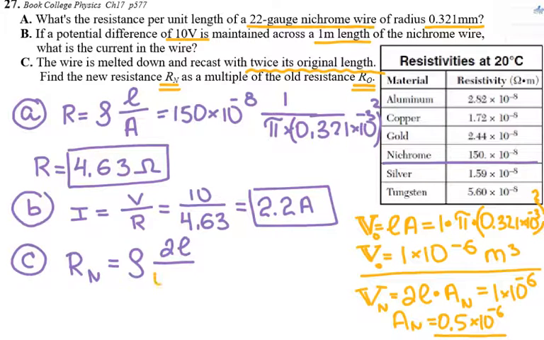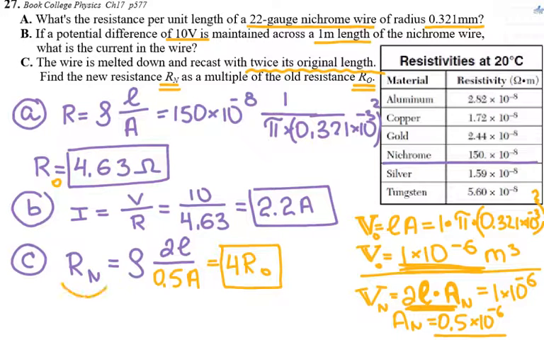So right here I have 0.5 of the original, and your new area is 0.5 of the original area, because in order not to change the volume, when you change the length, your area becomes 1/2 of it. So that gives you 4 times the initial resistance. So if you have 4 times the initial resistance, and that's what they ask you, what is the new resistance? It's 4 times the initial resistance.